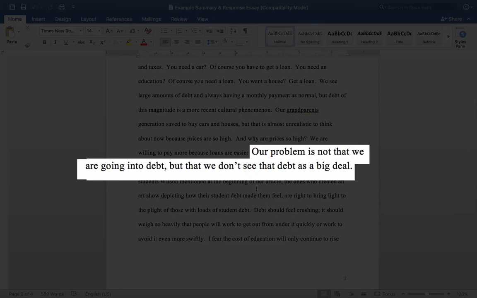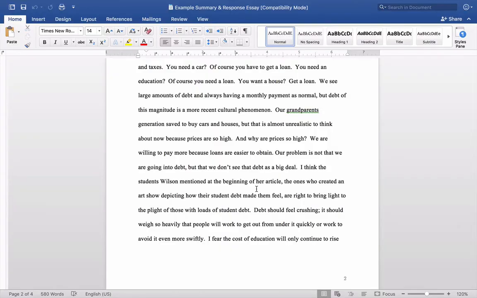And here is my topic sentence. Our problem is not that we are going into debt, but that we don't see that debt as a big deal. I'm directly responding to her argument and I'm creating my own.